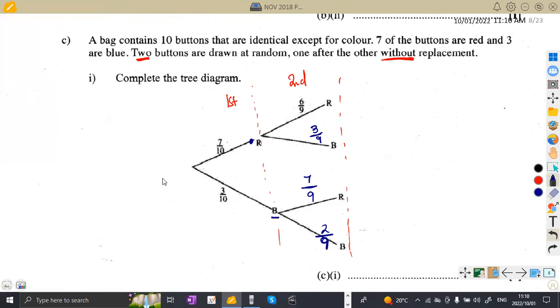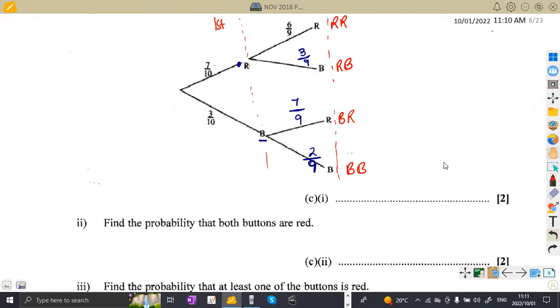The question was for you to complete the probability diagram. On completing, you also note the outcomes. This one is going to be red, red, red, blue. This one is blue, red and blue, blue. Okay, so I think this part is done. Let us see the other part.